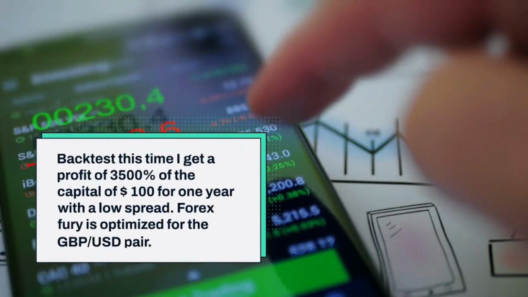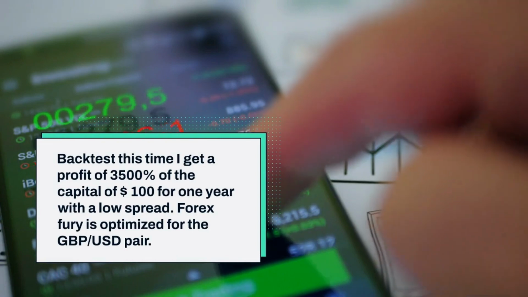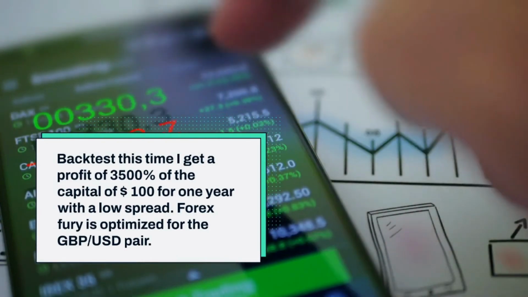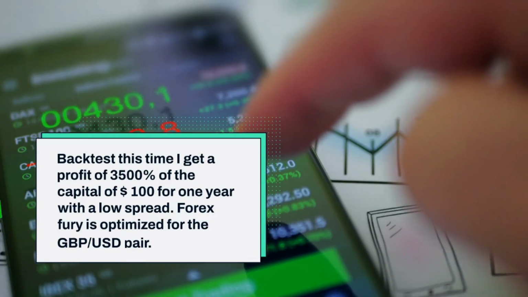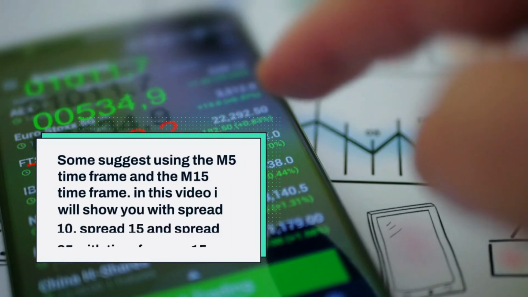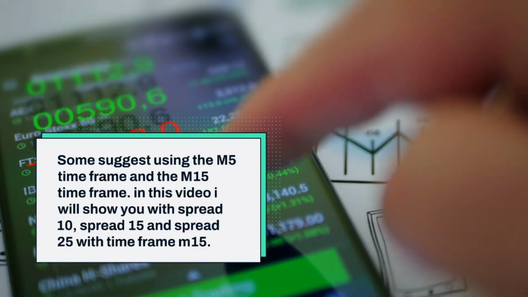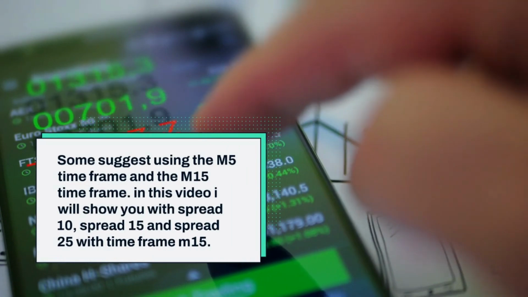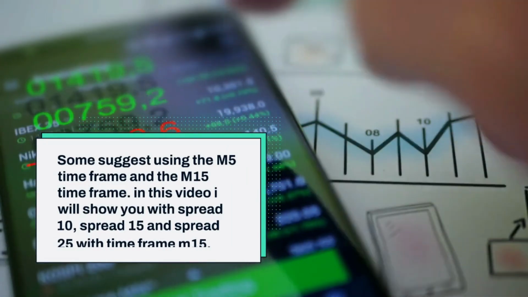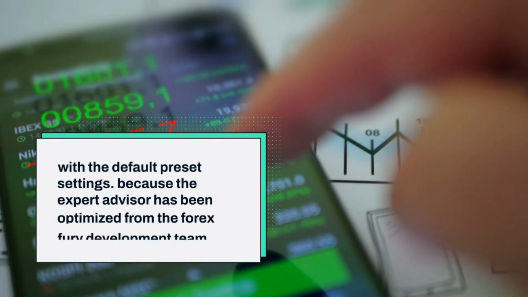Backtest this time I get a profit of 3,500% of the capital of $100 for 1 year with a low spread. Forex Fury is optimized for the pound sterling to US dollar pair. Some suggest using the M5 time frame and the M15 time frame. In this video I will show you with spread 10, spread 15 and spread 25 with time frame M15. With the default preset settings.